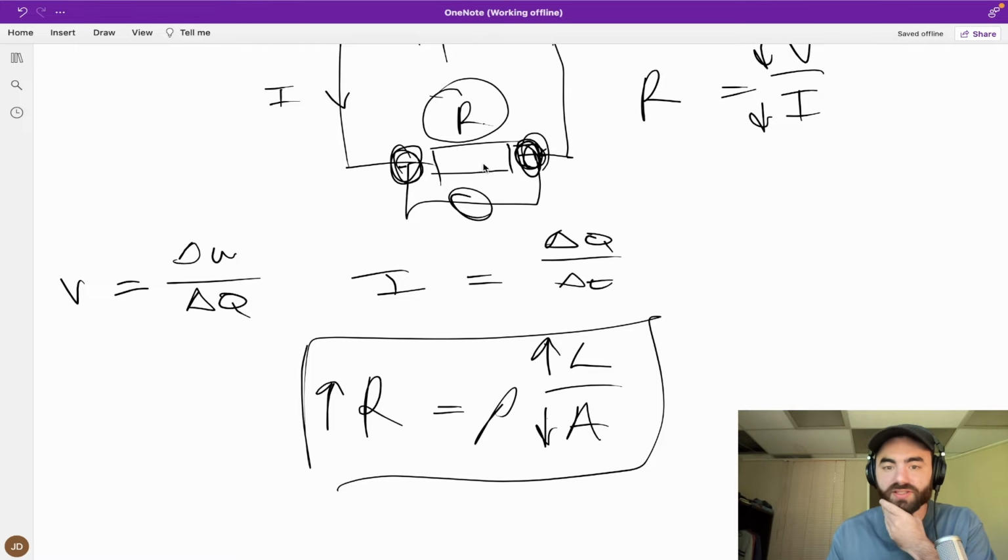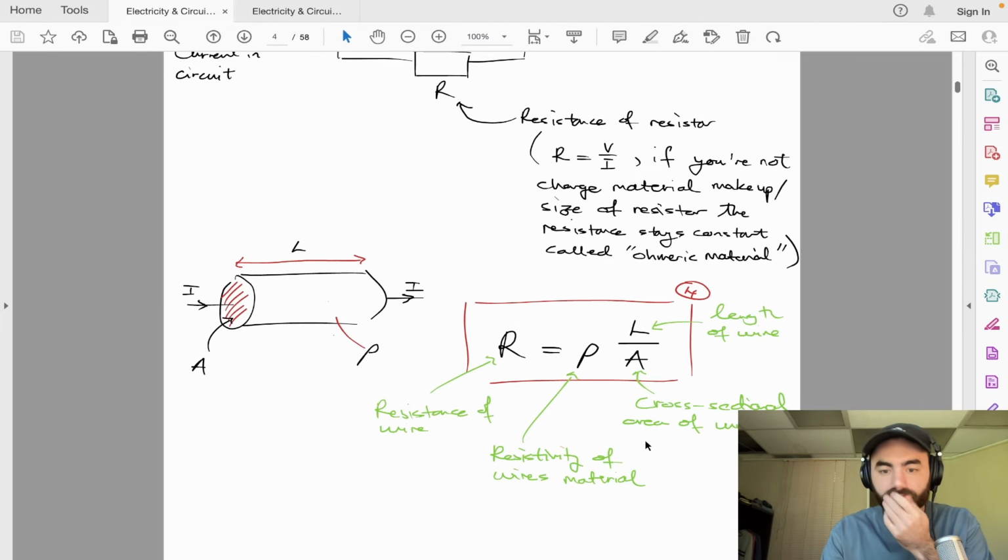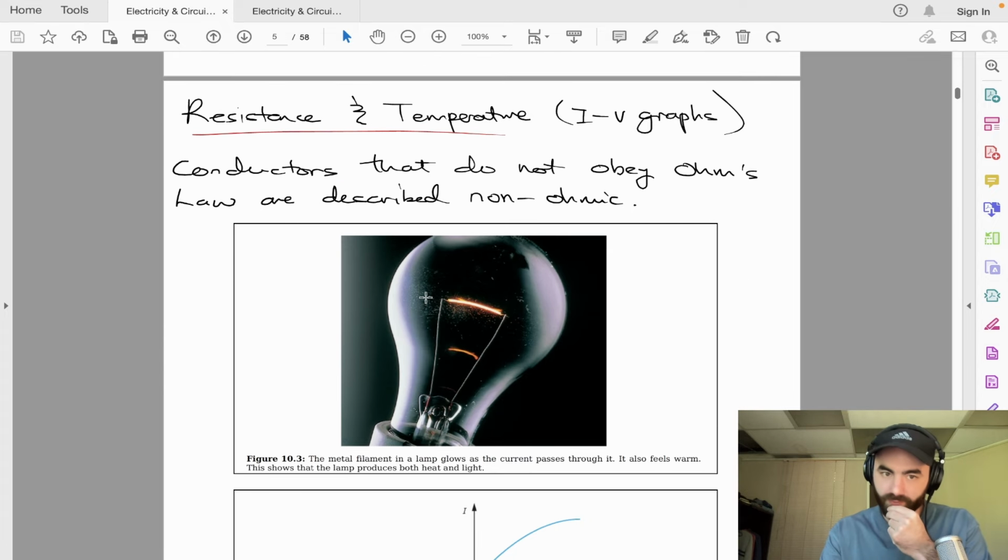And so to increase that resistance, we need to actually change either the resistivity, so the actual material itself, lengthen it, or change its cross-sectional area. Now, resistance is also dependent on temperature. So conductors that do not obey Ohm's law are described as non-ohmic.